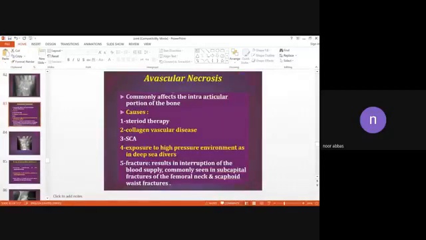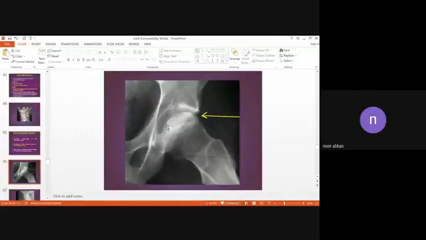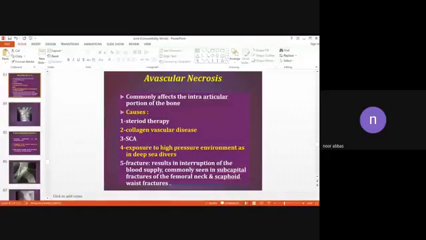Avascular necrosis is not really an arthritis, because as we said, arthritis is something that affects the joint space and the bone on each side of the joint. On the other hand, avascular necrosis is a pathology that is affecting the bone in a subarticular location. It is bone damage, dead bone, that is seen just underneath the joint line. This is an example of avascular necrosis of the femoral head.